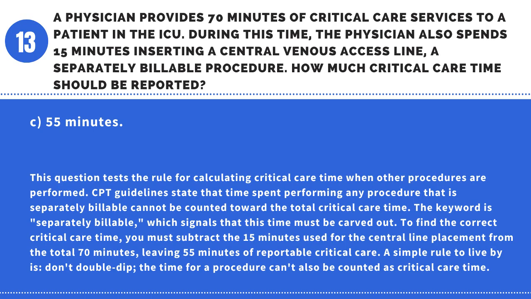Answer: C. 55 minutes. This question tests the rule for calculating critical care time when other procedures are performed. CPT guidelines state that time spent performing any procedure that is separately billable cannot be counted toward the total critical care time. The keyword is separately billable, which signals that this time must be carved out. To find the correct critical care time, you must subtract the 15 minutes used for the central line placement from the total 70 minutes, leaving 55 minutes of reportable critical care.